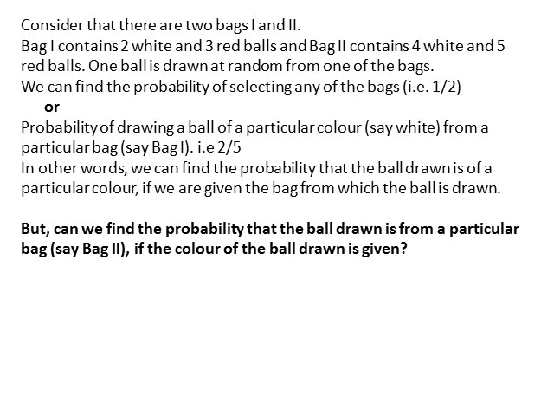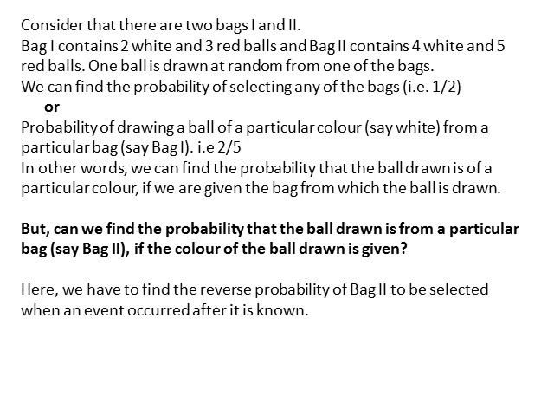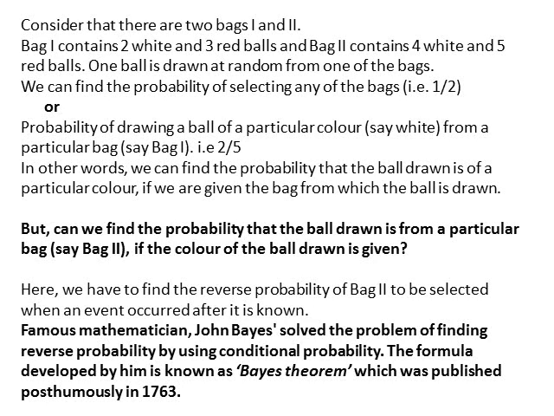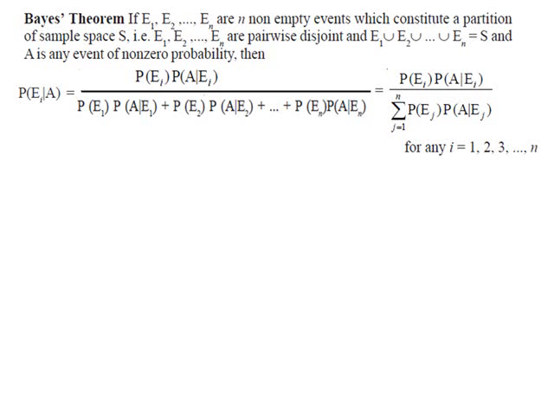But can we find the probability that the ball drawn is from a particular bag, say bag number 2, if the color of the ball drawn is given? Here we have to find the reverse probability of bag 2 being selected, when an event occurred after it is known. The famous mathematician Thomas Bayes solved the problem of finding reverse probability by using conditional probability. The formula developed by him is known as Bayes theorem. Students, we shall now state and prove the Bayes theorem.